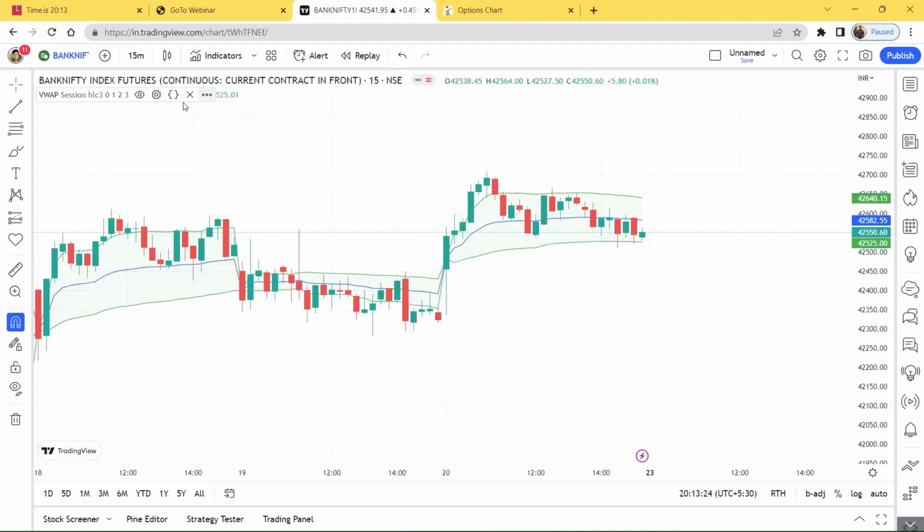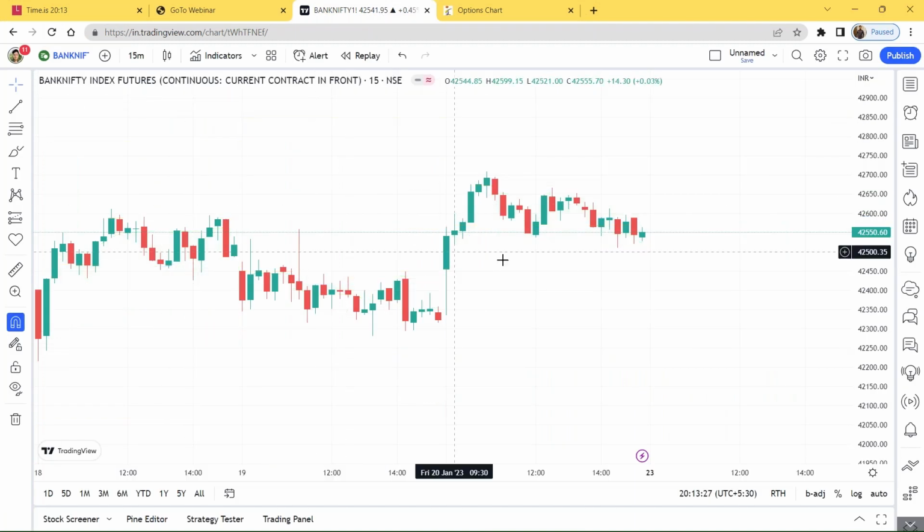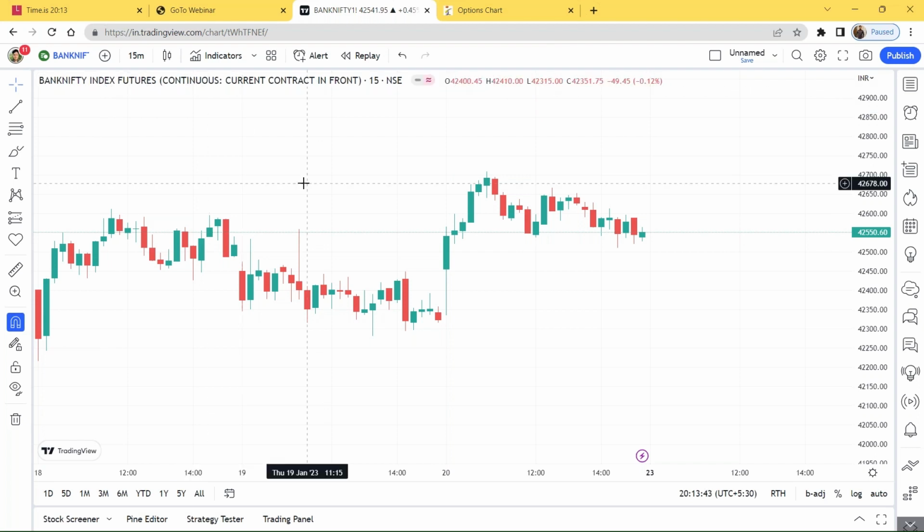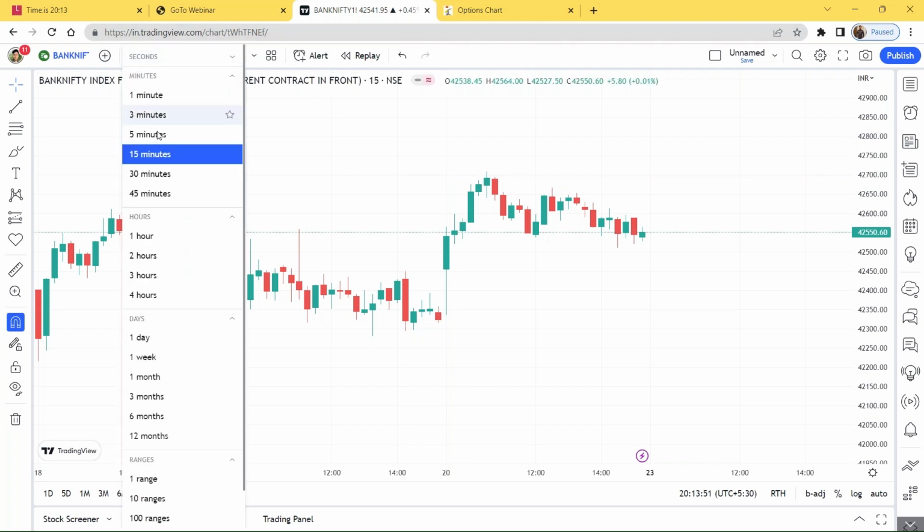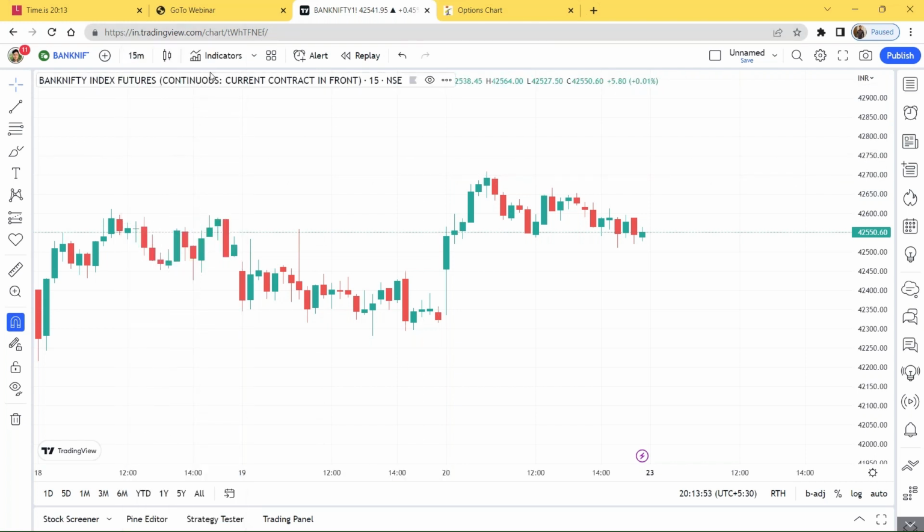First, I am removing each and everything. You have to just open your charts. I don't suggest which chart platform you use; you can use any charting platform which you like. You have to apply the indicators on Bank Nifty futures, okay? This is not to be applied on the spot chart. We have to apply these indicators on the futures chart, with 15 minutes as the time frame, like I told you earlier.